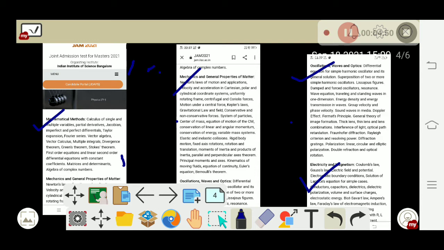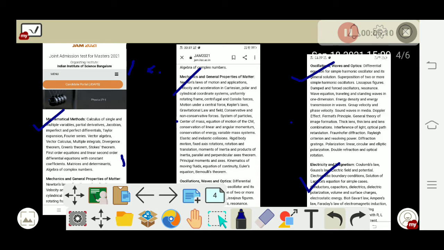Newton's laws of motion are very common. I hope you have done this in your plus 2, right? That's class 11 and 12. Velocity and acceleration in Cartesian, polar, and cylindrical. This is a very basic chapter. You have to study this for studying various systems. That it is very important.